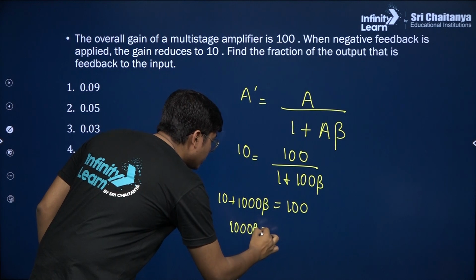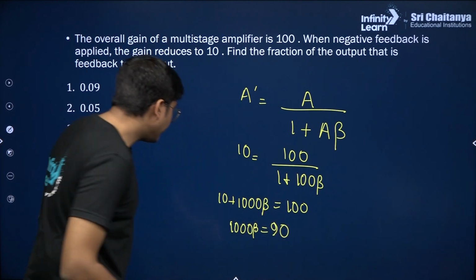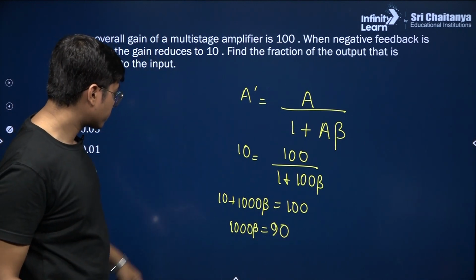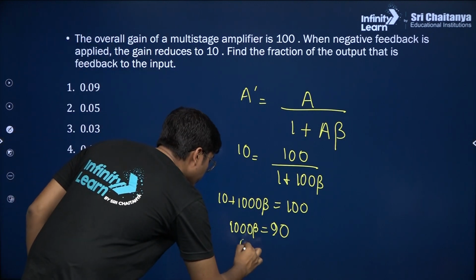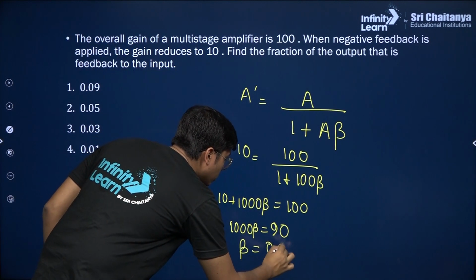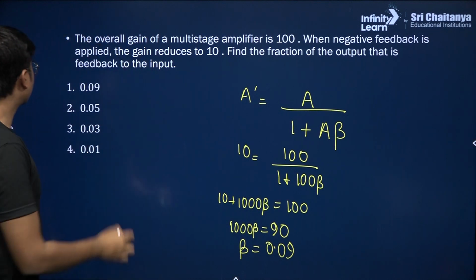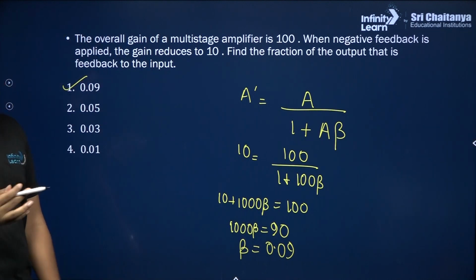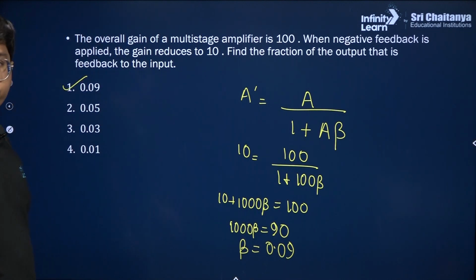1000 beta is 90, or your beta becomes equal to, yeah, we have the answer, 0.09. So your correct option is option 1. Again, almost a straight formula based question.